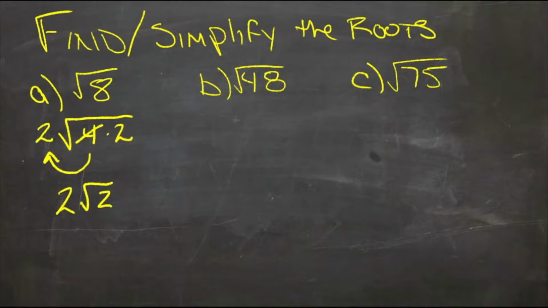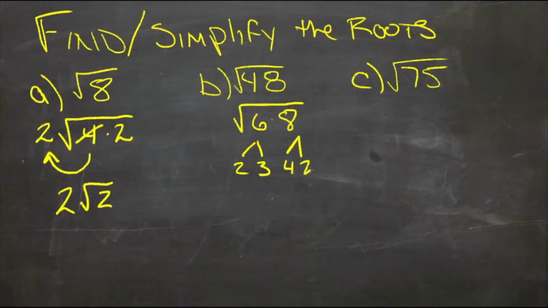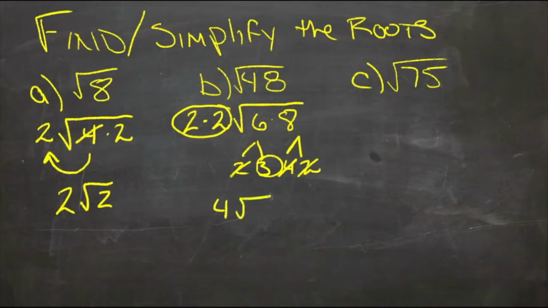We can do the same thing here. 48 is 6 times 8, and 6 is 2 times 3, and 8 is 4 times 2. So here we have another 4, and it can go out. And here we have 2 times 2, so that's the same as 2 squared. And when you take the square root of a square, they cancel each other out, so we get another 2 outside. So now we have just the 3 inside, and we have 2 2's outside. So 4 roots of 3 is the simplified version.